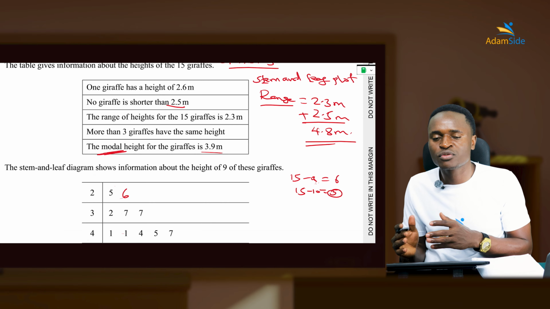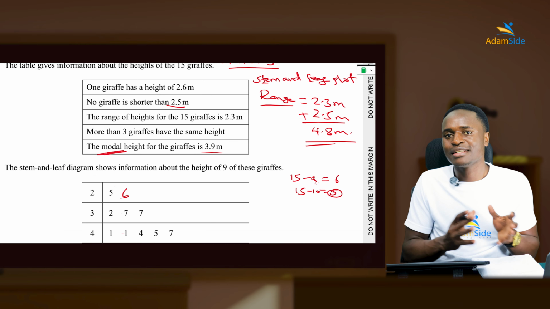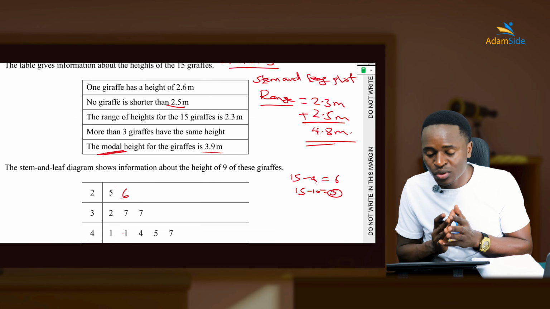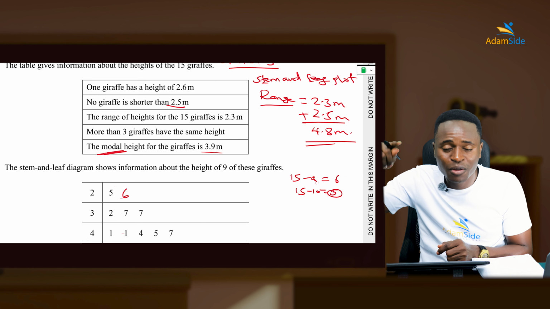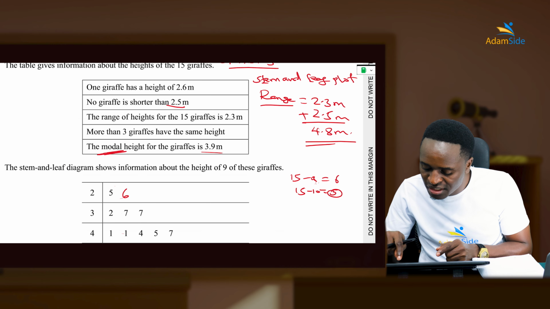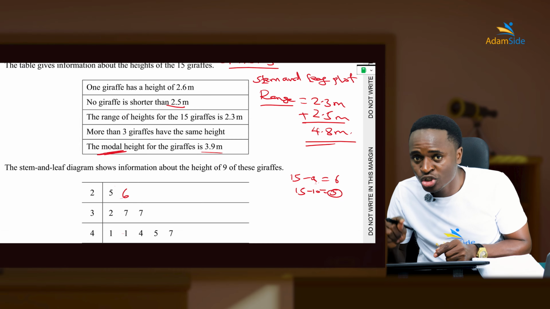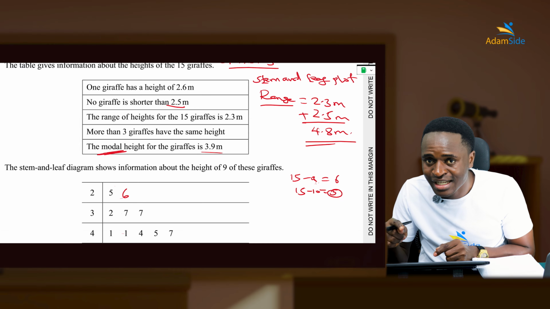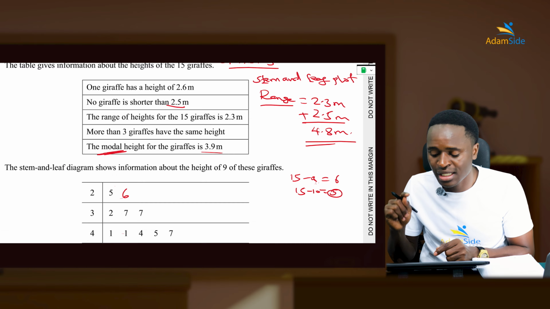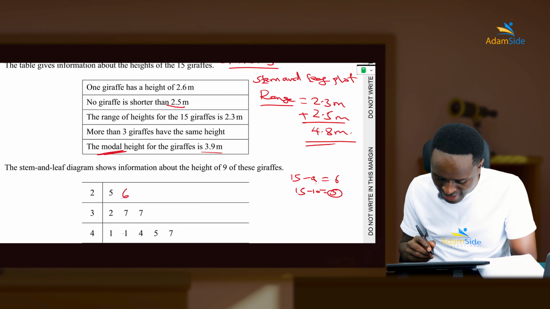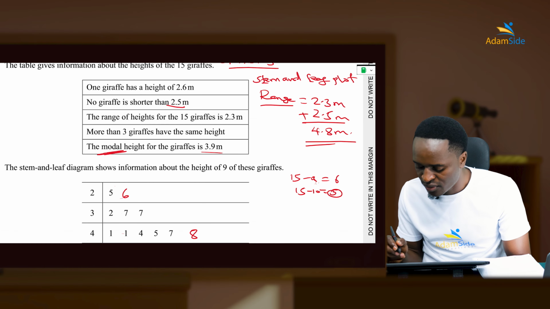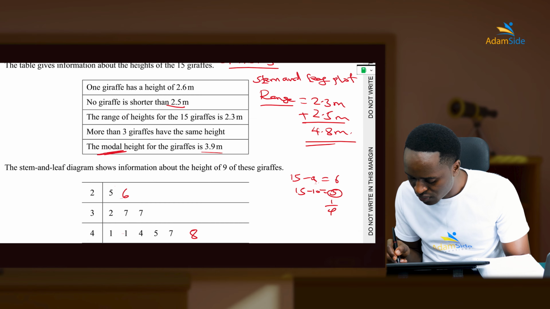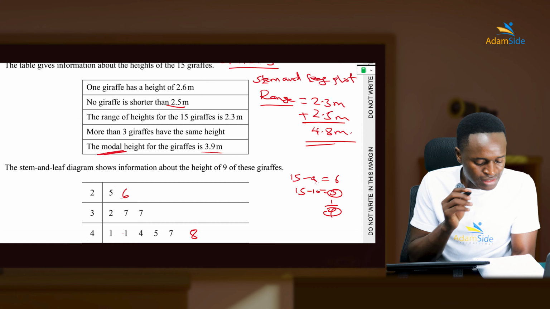Because to find the range, you have to get the highest value minus the lowest value. Here we're talking about height. Because we've been given the range and we have the shortest height, to get the largest height we just add the range plus the shortest height. We get 4.8. Now we go to our stem and leaf plot. We put 4.8 and we add 8 here, correct? So 4 remain.